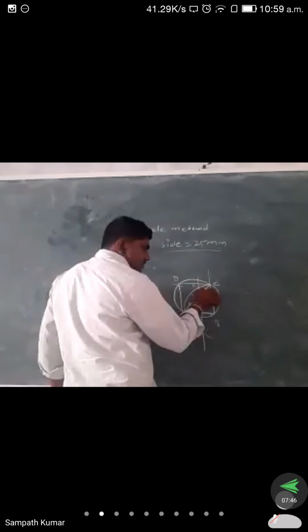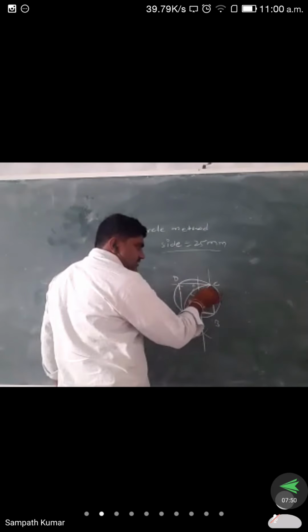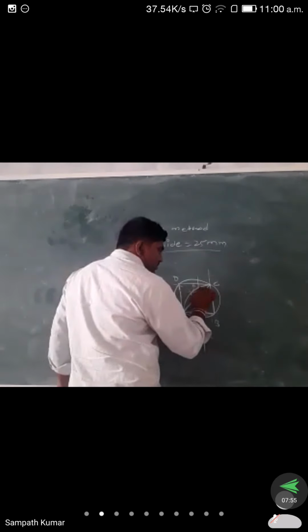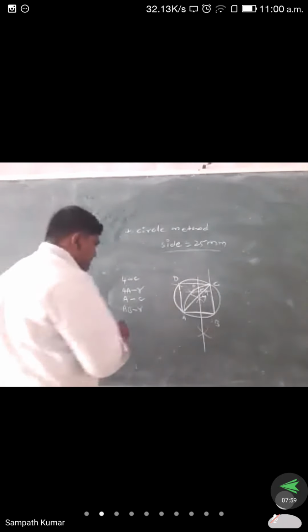With 4 as the center and a radius of more than half, draw 2 arcs on both sides. With 6 as the center and the same radius, intersect these 2 arcs, which gives the 5th point between 4 and 6.